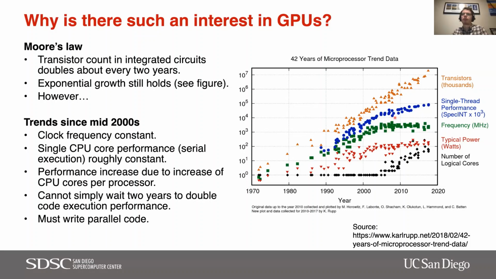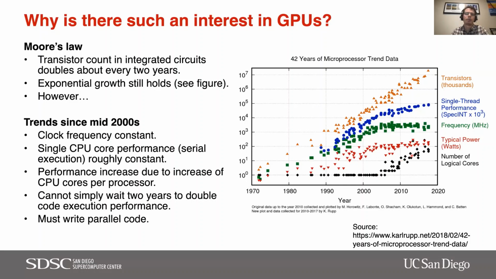The single thread performance is slightly increasing because there's still innovations happening, but it's basically leveling off as well. That means serial code just doesn't run fast anymore just because you wait for a new generation of a processor, at least not much. So what instead happened is that we went into this multi-core regime. So now we have all these multi-core processors.